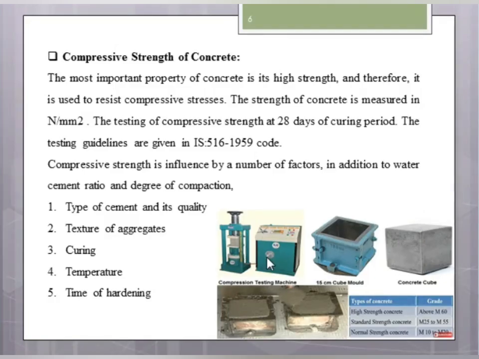In this figure, I don't know whether you are able to see it or not. The first figure is the CTM, compression testing machine. The second one is the mold where you have to cast the concrete cubes, and the third one is your casted cube. After 28 days, you have to place that casted cube into the CTM and make a compression test. With this you will get the 28 days compressive strength.